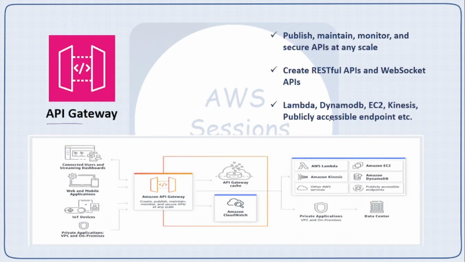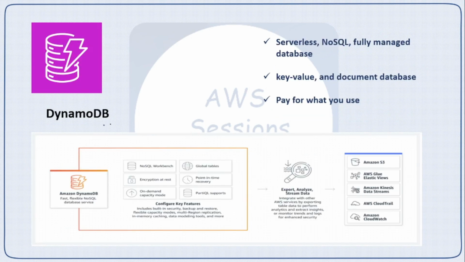API Gateway helps you in creating RESTful APIs and WebSocket APIs. So you can create APIs and publish them, and behind the scenes, the response or the endpoints can be from Lambda, EC2, or DynamoDB. You can return a response from some of these resources.